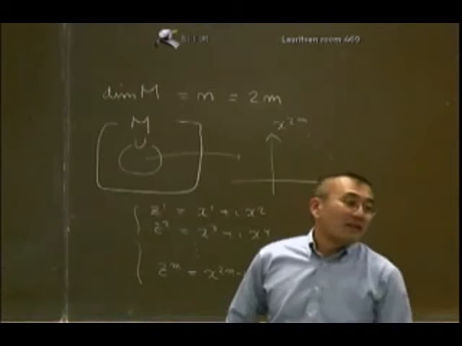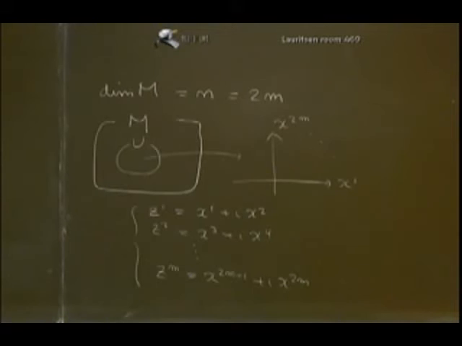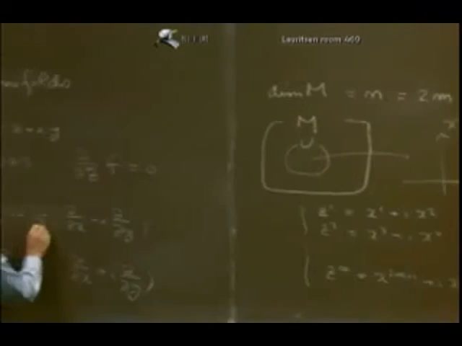Yes, please. Why do you have a 1 over z? 1 over z. Sorry, never mind. Oh, okay. So this is 2, and this is z. These are z.